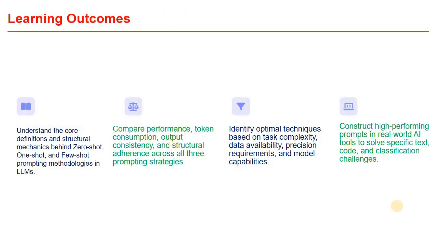After completing this lecture, you will be able to define zero shot, one shot, and few shot prompting. You will understand the differences between these techniques, identify the best technique for different tasks, and use them effectively with AI tools like ChatGPT and Gemini. These are essential skills for everyone using generative AI.